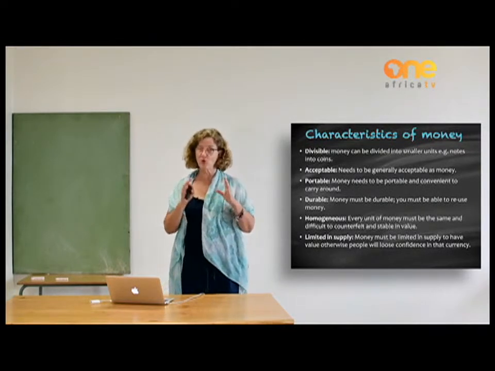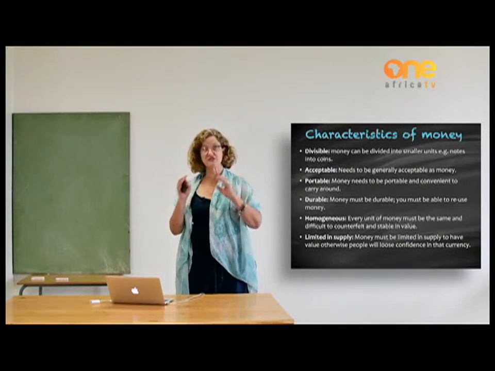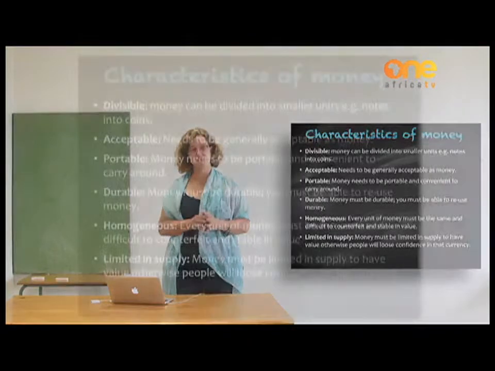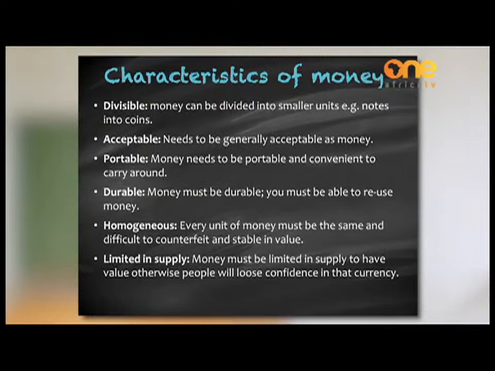Money must have certain qualities, sometimes called characteristics of money, and it must be divisible. That means you must be able to divide it into smaller units. So if I tell you this product costs $275, you can give me a $200, a $50, a 20 and a 5, and together it will be a total of 275.